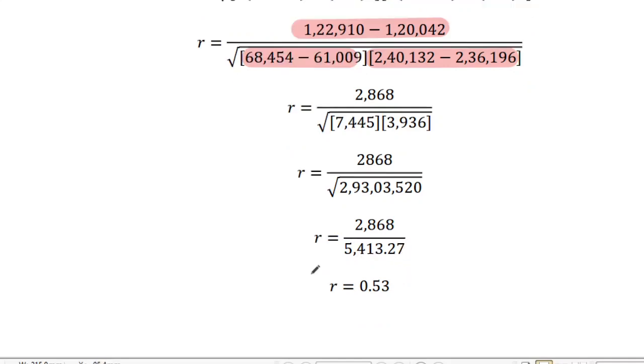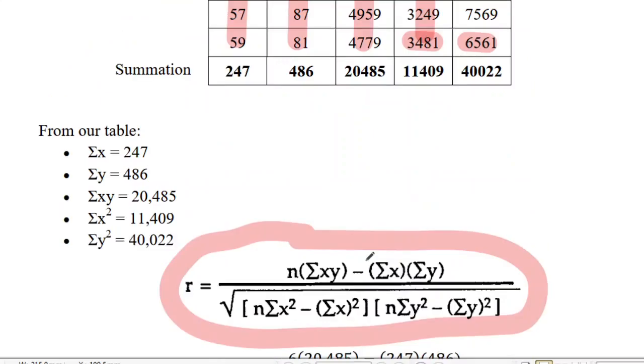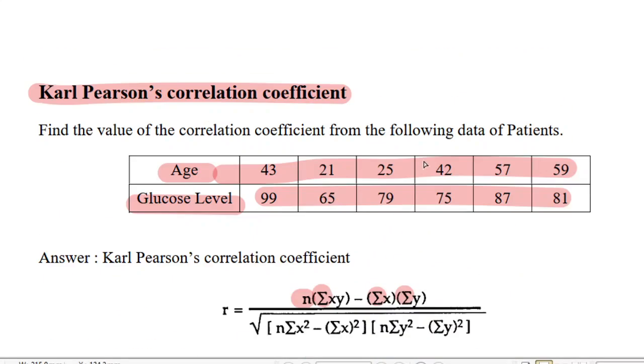So square root of this term is 5,413.27. Considering 2,868 divided by these terms, then we will get correlation coefficient 0.53. Finally we get the answer 0.53 for this correlation coefficient for the above given problem.